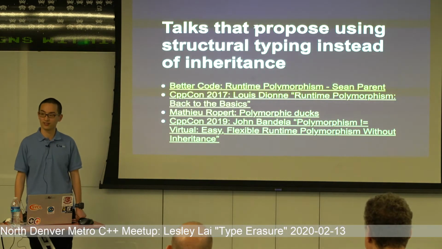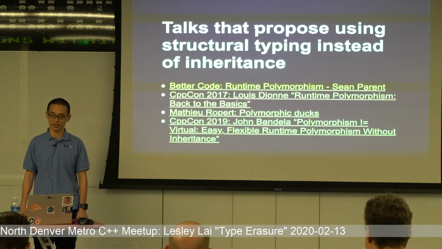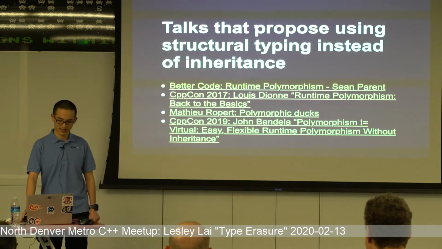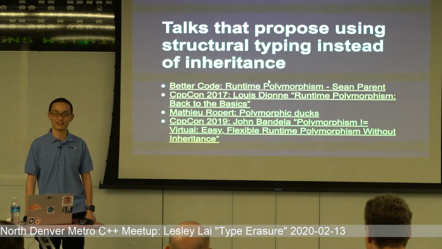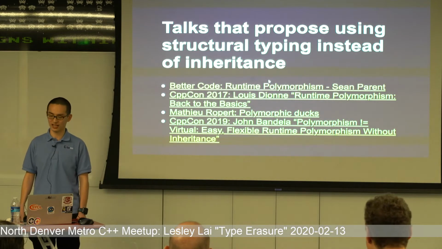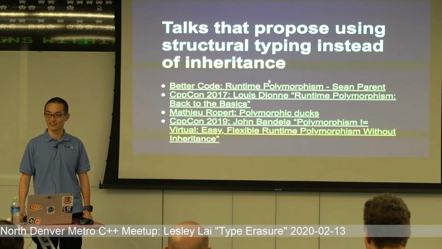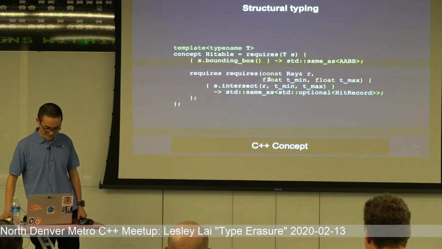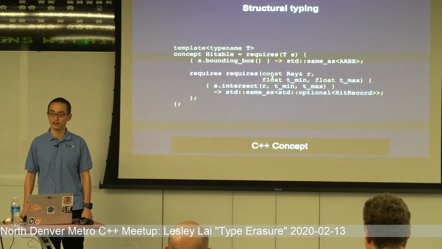There are a bunch of talks that propose using structural typing instead of inheritance. Like this talk is like the evolved version of that. "Inheritance Is The Base Class of Evil" is one such talk. And all of those talks kind of propose to use some library they wrote instead. So let's have an example of structural typing.